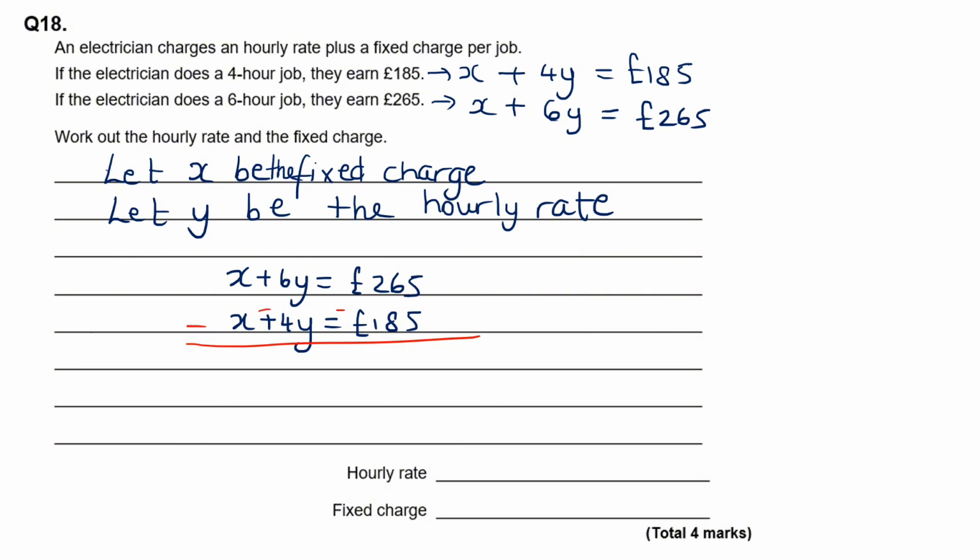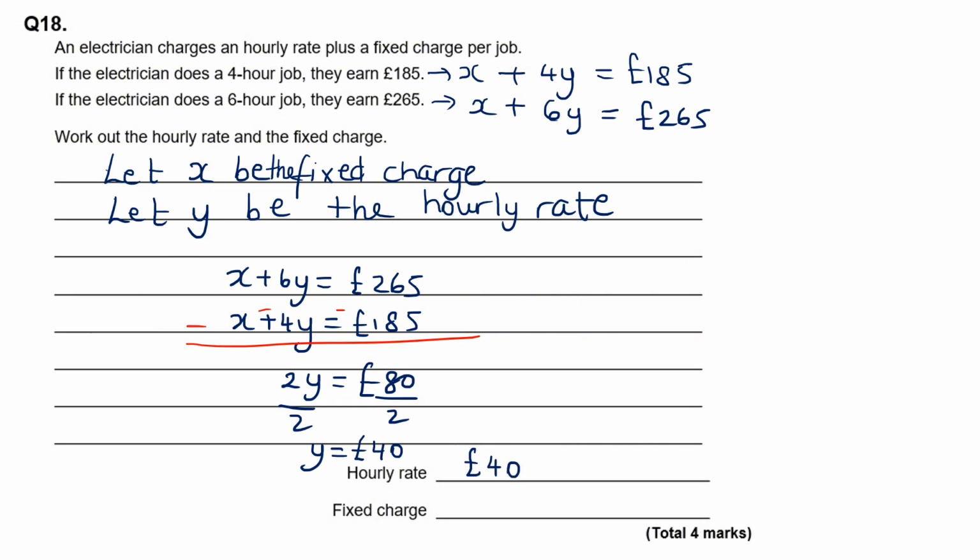So x take away x is going to be nothing, so 6y take away 4y is going to be 2y. 265 take away 185 is 80. Divided by 2, so therefore y is going to be £40. Okay, so the hourly rate is £40.